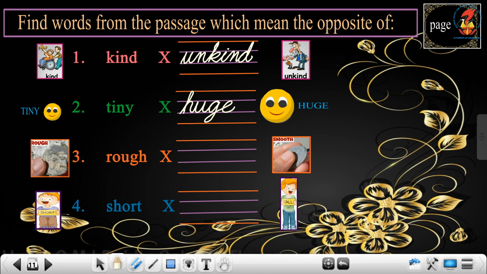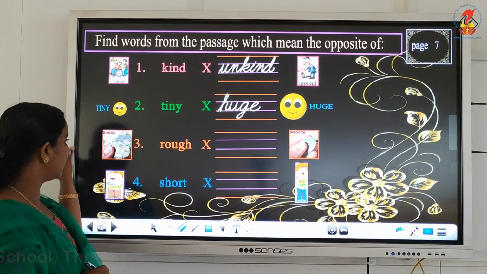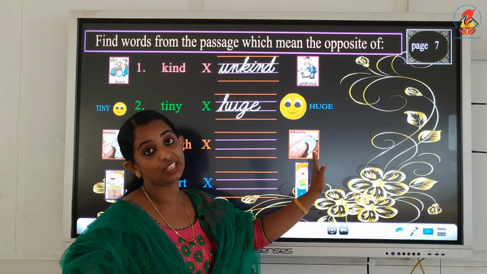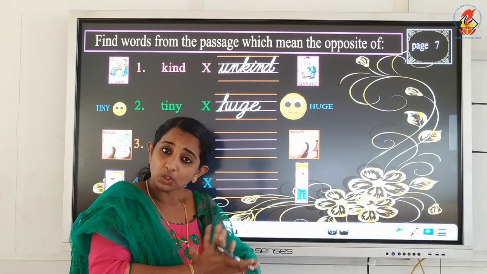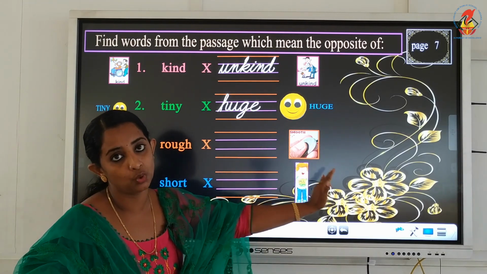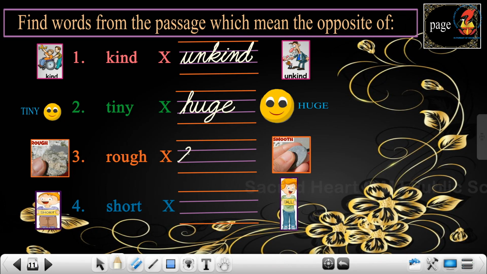Your third question is rough. R-O-U-G-H, rough. You can see a finger touching a rough object over here. And what is the opposite here? You can see a finger touching a very smooth object. Okay, so rough, the opposite of rough is smooth. Repeat after me, smooth. Now spell it. S-M-O-O-T-H, smooth. Do not forget to put the card for T.